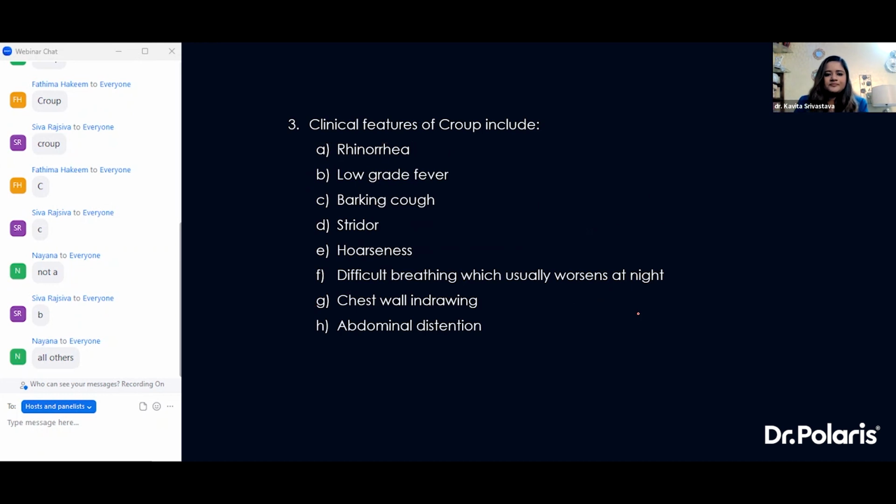So next question, clinical features of croup include. So how will a child present clinically if the child develops croup? What all can happen in a respiratory infection? Even if you don't know all the symptoms, you can easily go through each and every symptom and then decide whether this could be present in a respiratory illness or not. Please put down your answers.